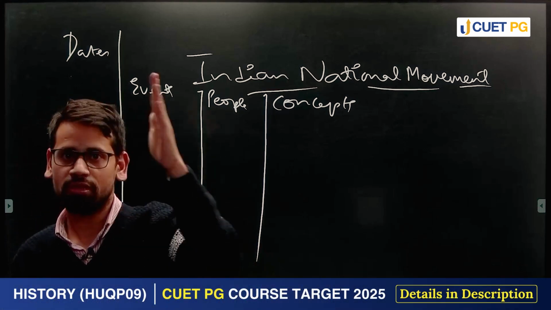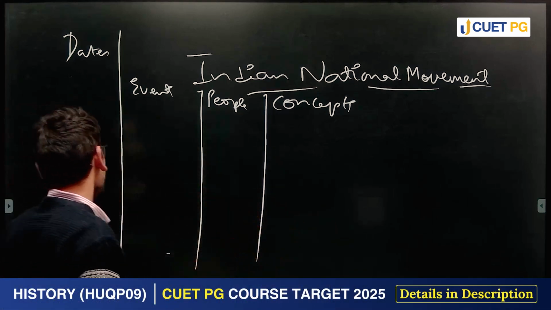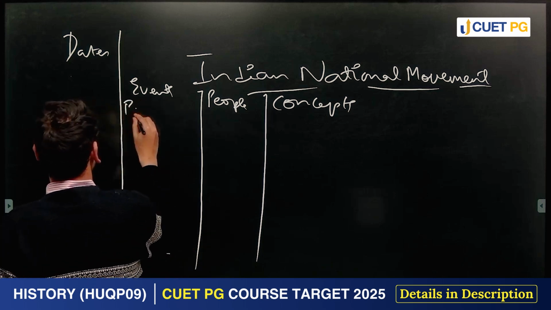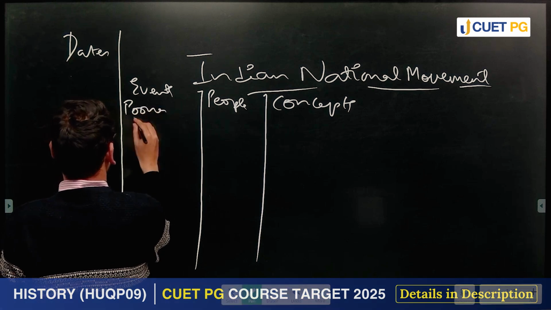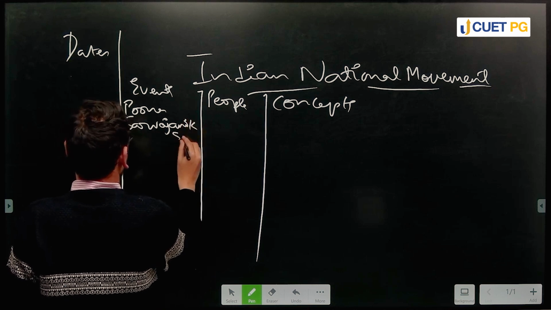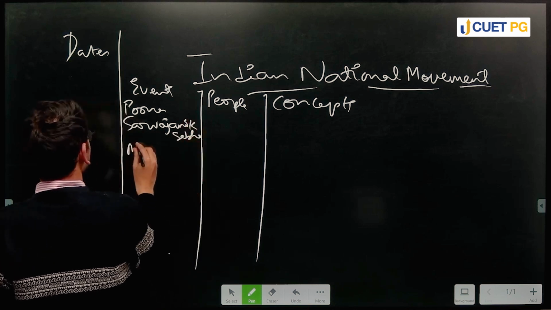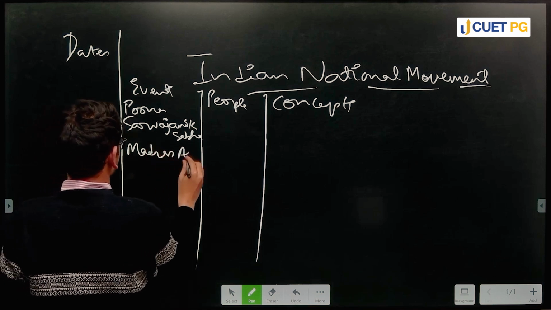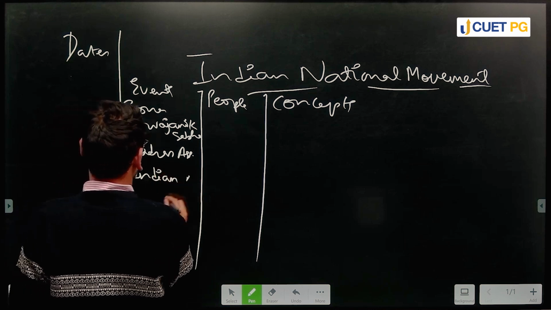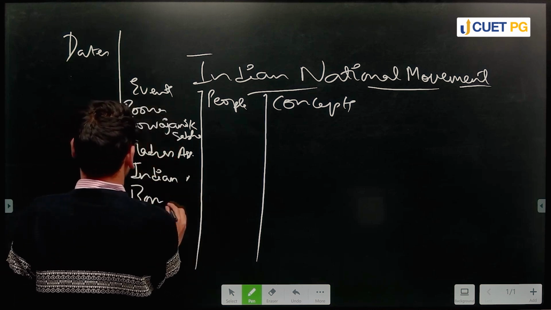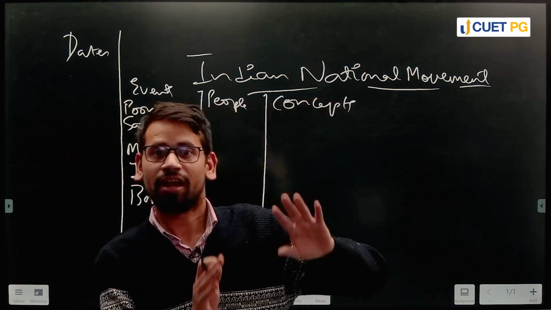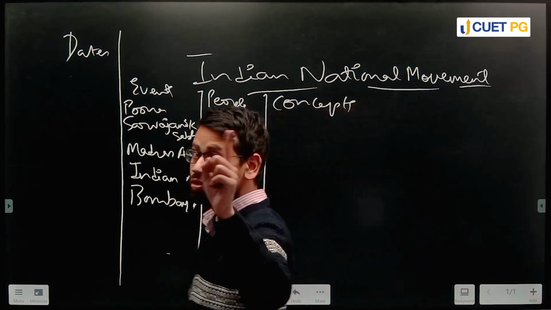There are at least 3 to 4 different organizations that were formed during this period, right? So that will come under events. The formation of organizations like Pune Sarvajanik Sabha, Madras Association, Indian Association, Bombay Association, right?